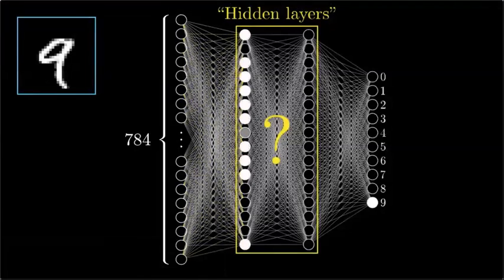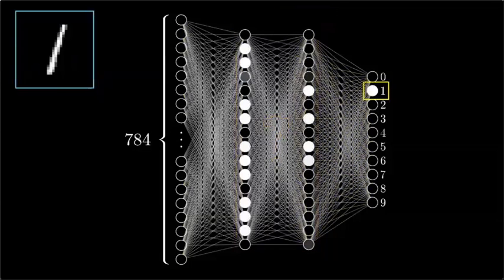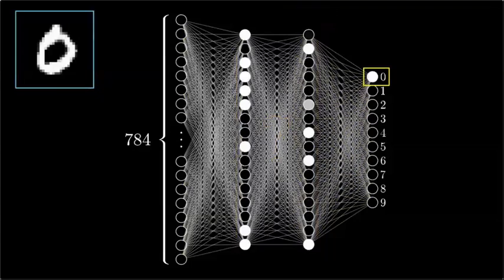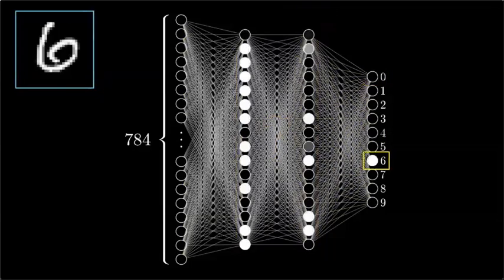Causes some very specific pattern in the next layer, which causes some pattern in the one after it, which finally gives some pattern in the output layer. And the brightest neuron of that output layer is the network's choice, so to speak, for what digit this image represents.